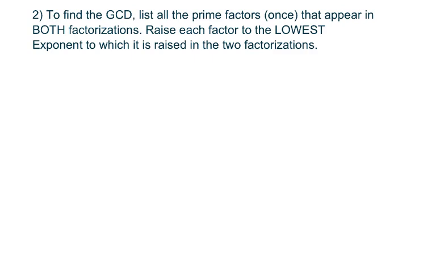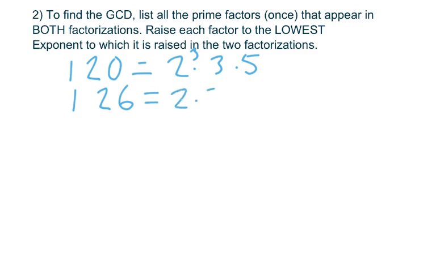So I'm going to start on this slide by just writing down what those two prime factorizations should be before we look at the next step. 120 factored as 2 to the third times 3 times 5. 126 was 2 times 3 squared times 7. And now we're going to look at what the greatest common divisor is.